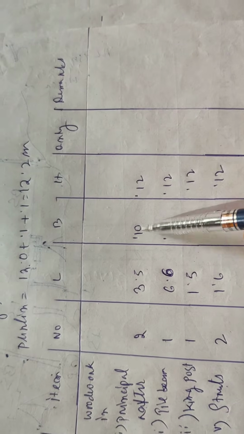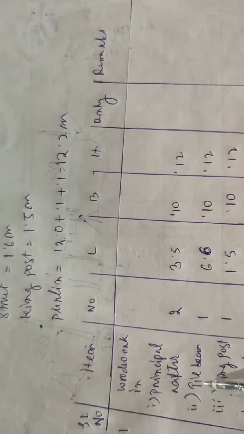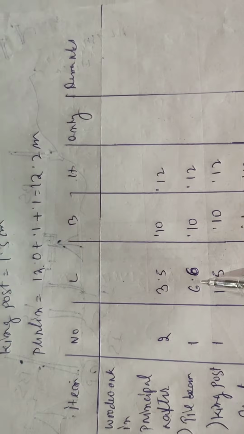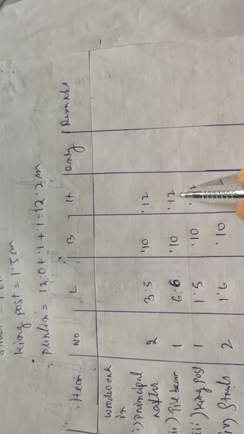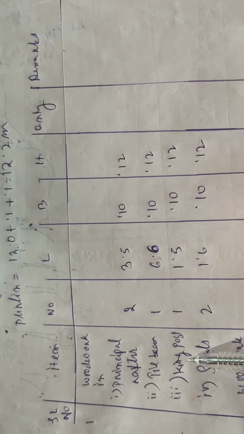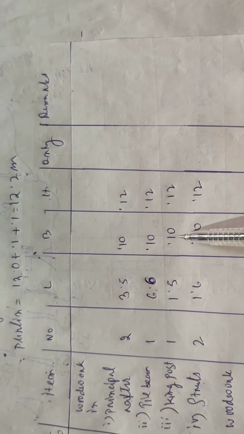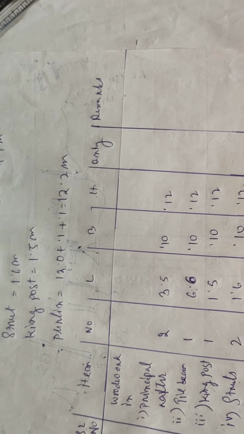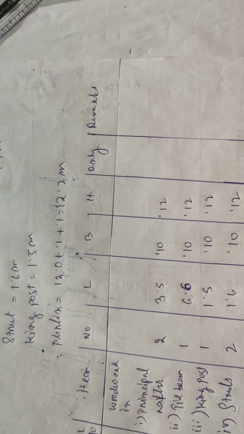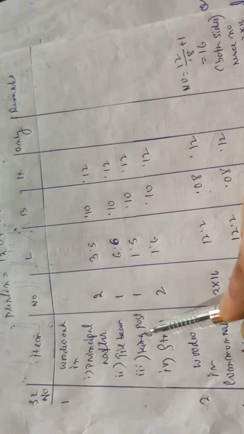So number into length into breadth into height, you can find out the quantity. Let us come to tie beam. Number of tie beam is 1. Length is 6.6. Breadth and height we have assumed to be 10 and 12. King post, number is 1, height is 1.5, size 10, 12. Struts, number is 2, length 1.6, breadth 0.1, height 0.12 we have assumed. Okay. So this completes one truss.